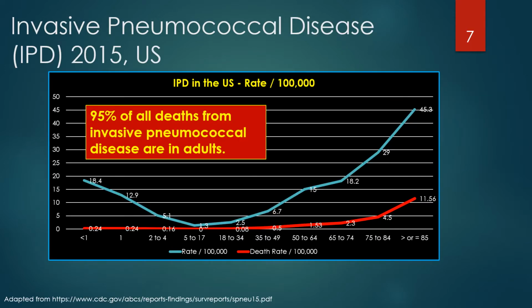This is a graph of invasive pneumococcal disease in the United States in 2015. It demonstrates a higher mortality in young children, particularly those under 1, and the elderly, particularly those over 65. 95% of all deaths from invasive pneumococcal disease are in adults.